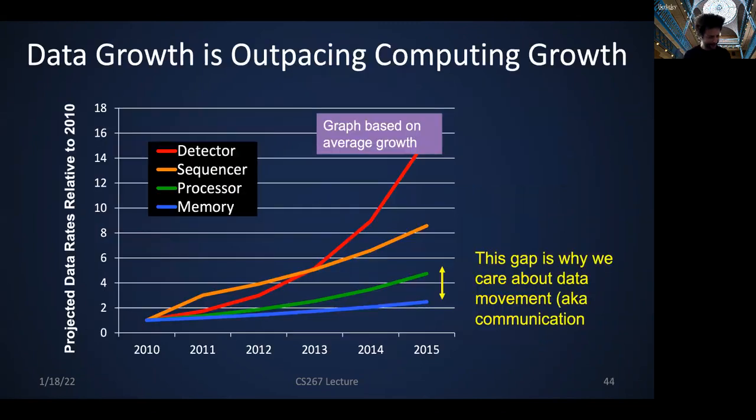There are two highlights of this slide that I want to go over. One is that it seems like our compute performance increases, at least on a single processor, are not keeping up with the growth of certain data sets.